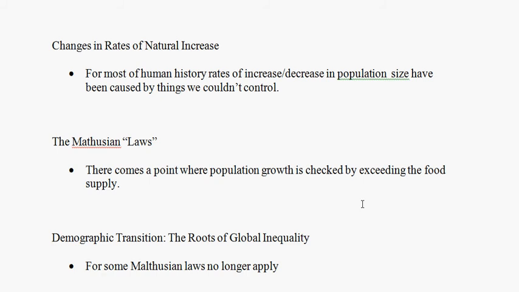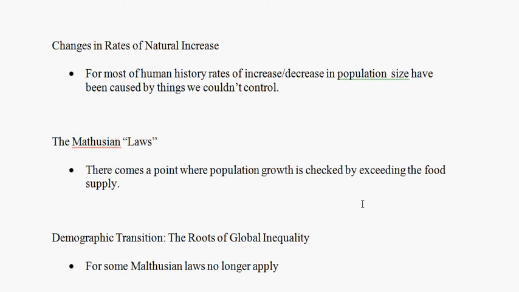The Malthusian laws, the ability for a habitat to sustain a population, came into question in the early 1800s with Thomas Malthus, postulating that there always comes a point where population growth is checked by exceeding the food supply. In the last century, we have increased food production exponentially, but not for everyone. Demographic transition, the roots of global inequality.